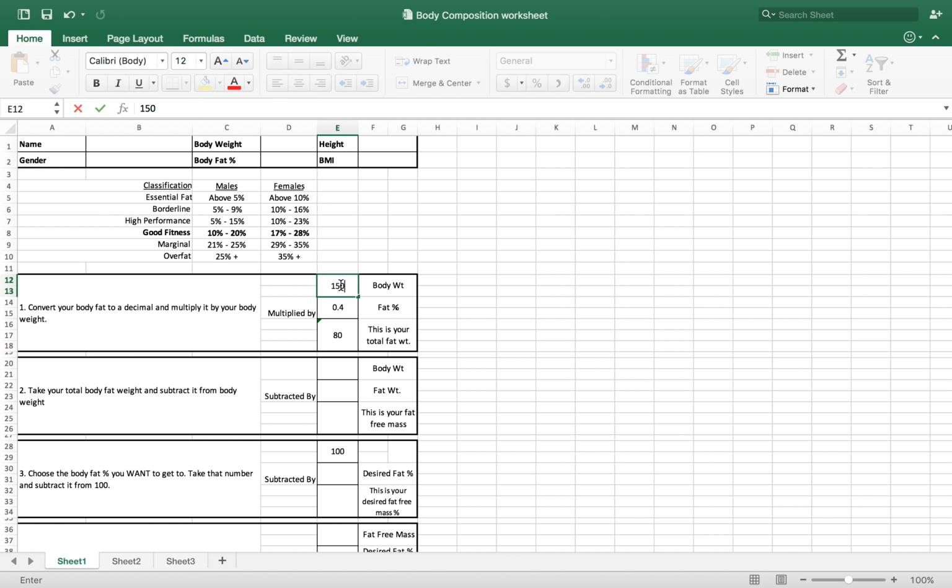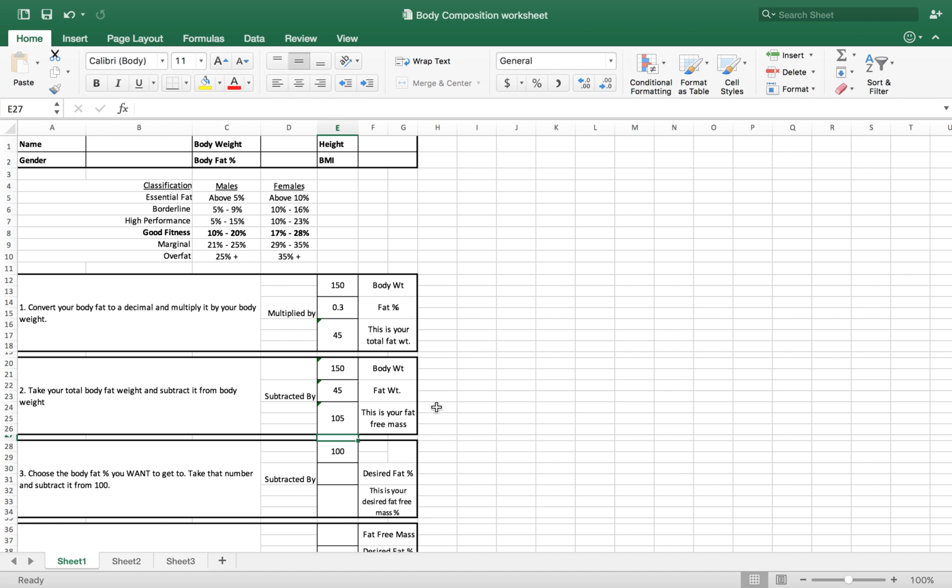Okay, so let's go back to our initial number, and we found how much our fat weight is. Well, let's find out what our non-fat weight is. So again, we're going to take our same body weight. We are going to take our answer from number 1, and now we are going to subtract that number from our body weight, and that gives us what we call our fat-free mass. When you go through the PowerPoint, we will basically discuss what your fat-free mass is. This is all of your non-fat weight.